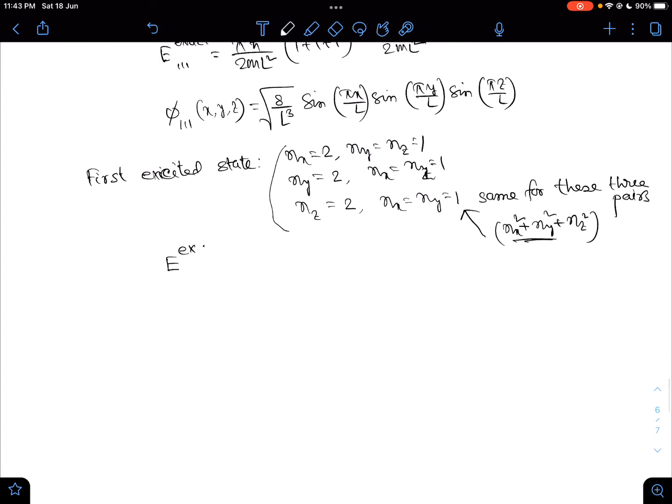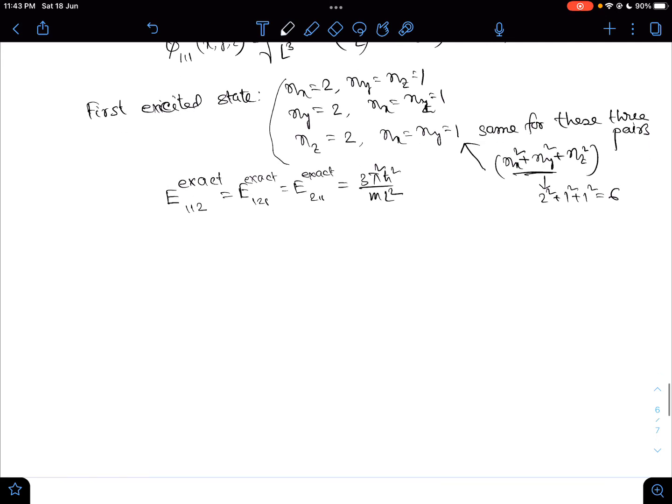So our first excited state is threefold degenerate, and what is the corresponding exact energy value? It can be 112, it can be 121, and it can be 211. All of them correspond to the same value. And what will be this value? 2 squared plus 1 squared plus 1 squared, so basically it will be 6. So this value will be 3 pi squared h-bar squared by m L squared. So this is our energy value.